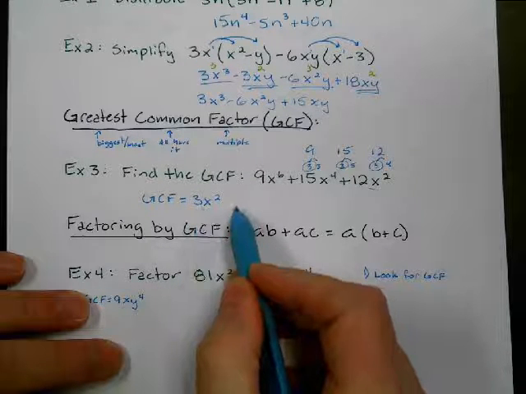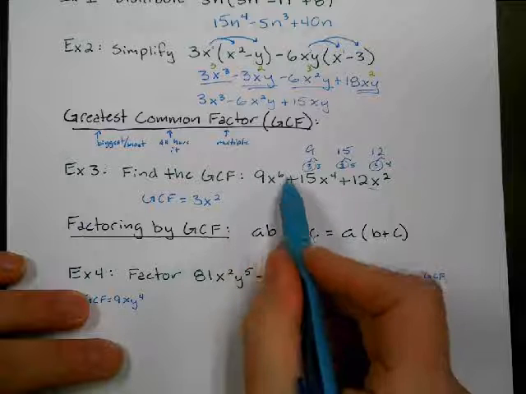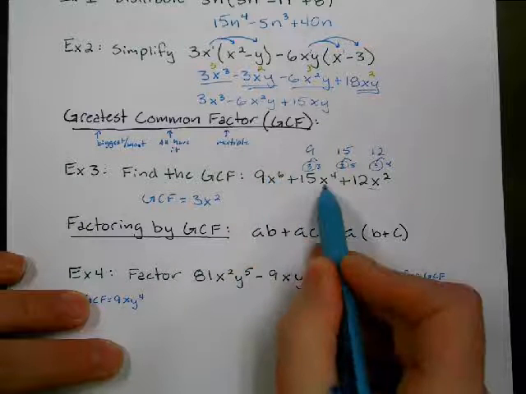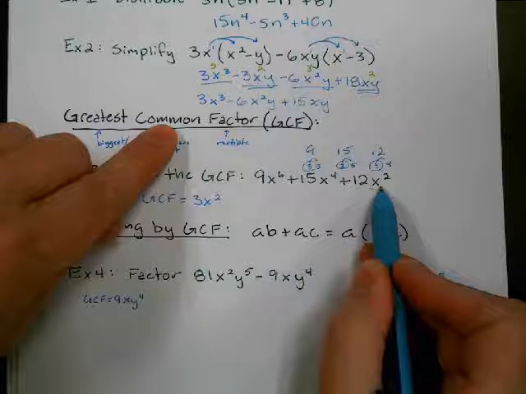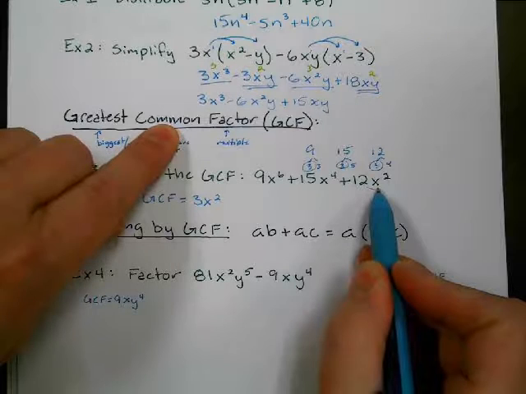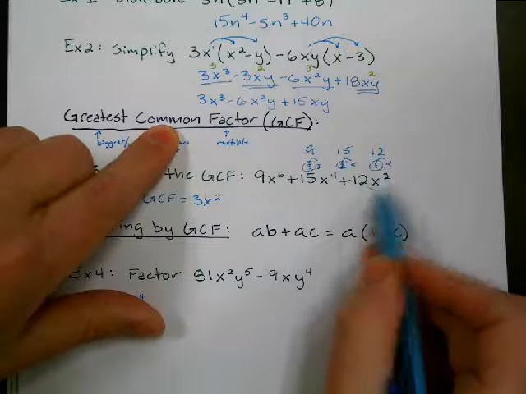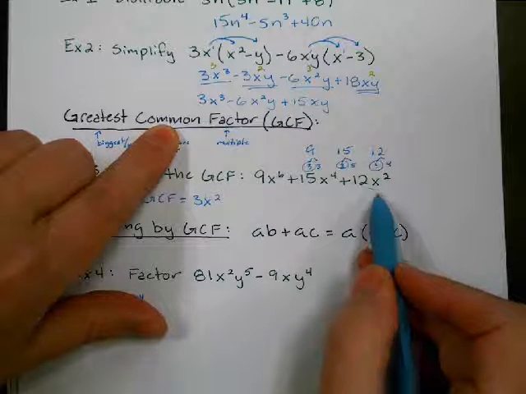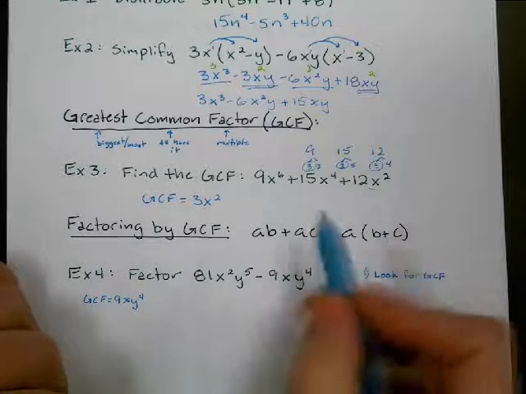We also look at the variables. This one has x's, and so do these. So they all have x's in common, so we're looking for that. If this one didn't have x's, they wouldn't all have x's in common, but they do. Okay, so how many x's do they have in common?